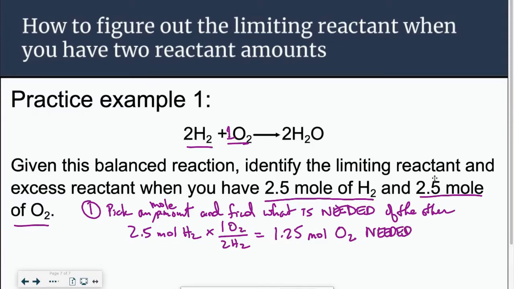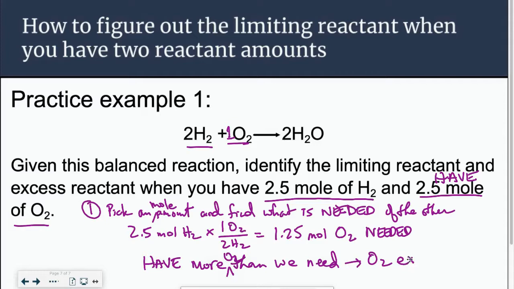Now we're going to compare this to what we actually have. Okay, so we have 2.5 moles of O2. We need 1.25 moles of O2. So we have more than we need. Okay, we have more O2 than we need. This means that O2 is in excess, right? We have more than we need, and so the H2 is our limiting reactant. O2 must be in excess, and H2 is the limiting reactant.